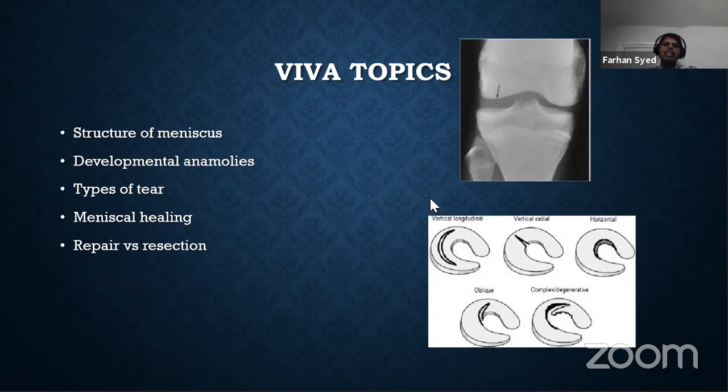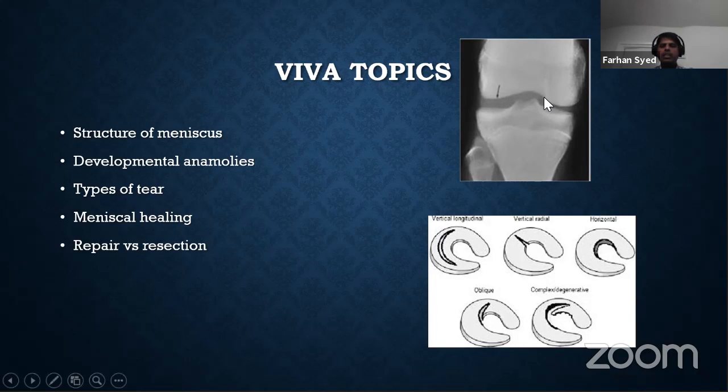So important high yield topics for your viva will be: what is the structure of the meniscus. When asked to describe the structure of the meniscus, you have to draw the picture showing the medial and the lateral meniscus, and also the transection of the meniscus. Second is developmental anomalies, again an important high yield topic, which mainly focuses on discoid meniscus, types of discoid meniscus, and its treatment modalities.